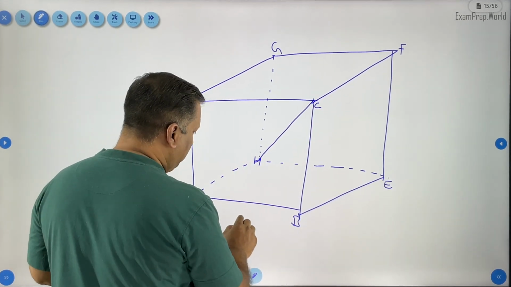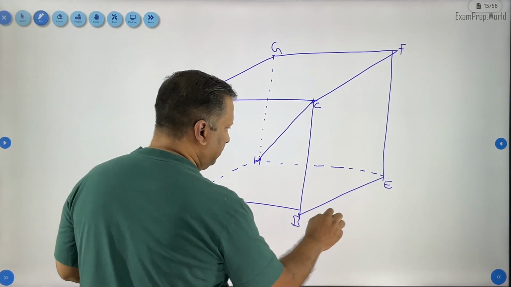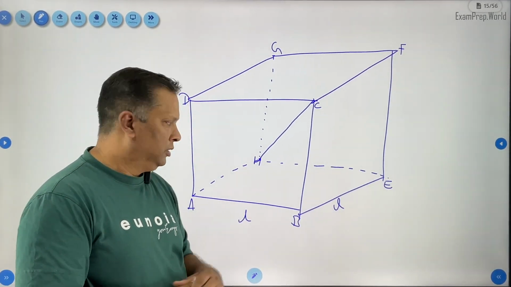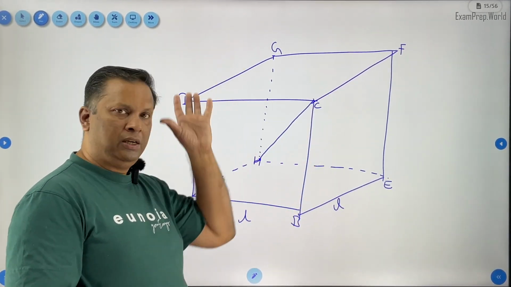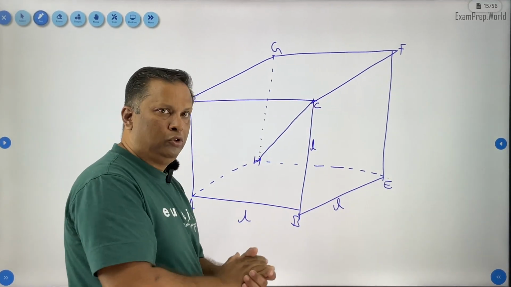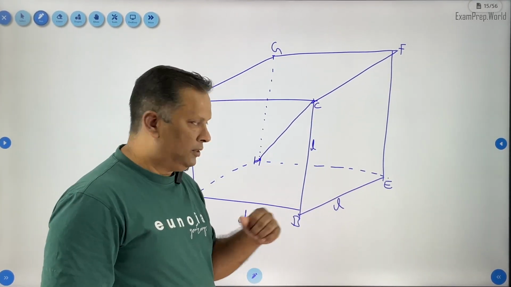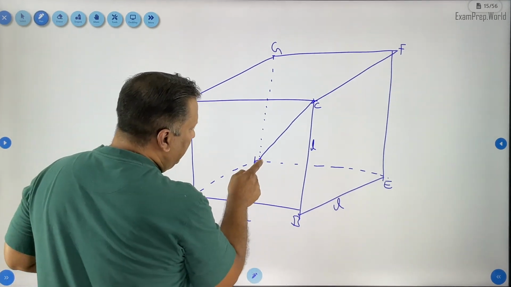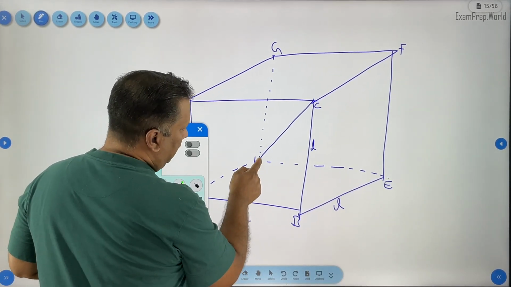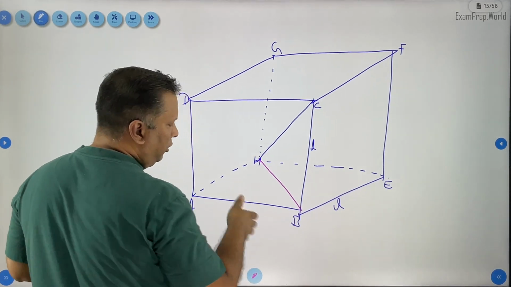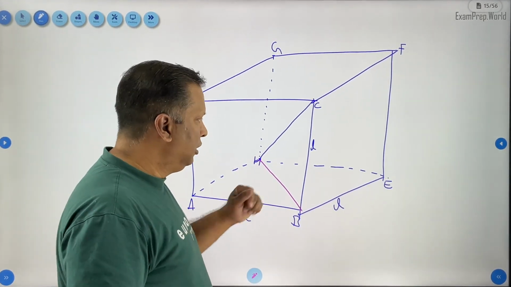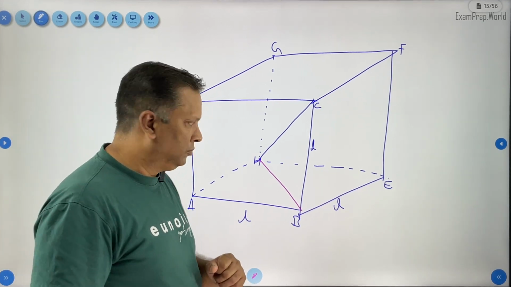Let this one be L. The side of the cube is L. All the edges are L. Even the height is also L, because a cube is where all the edges are of equal length. Can we find this one? The line joining on the ground, the diagonal on the floor. How can we find the length of this?